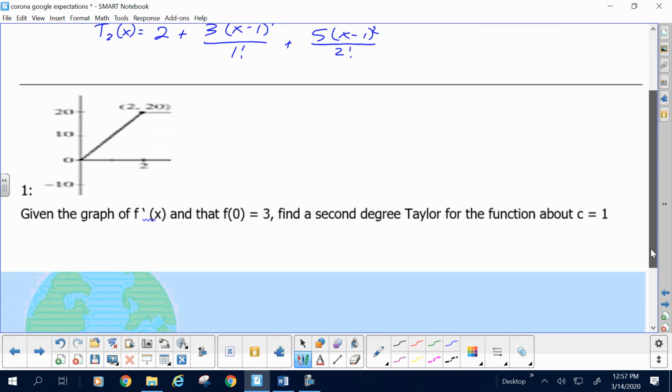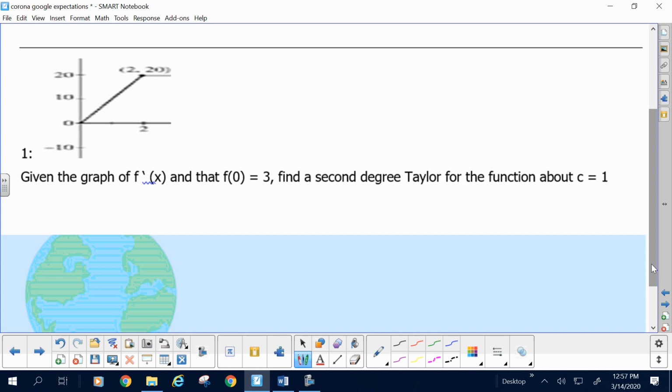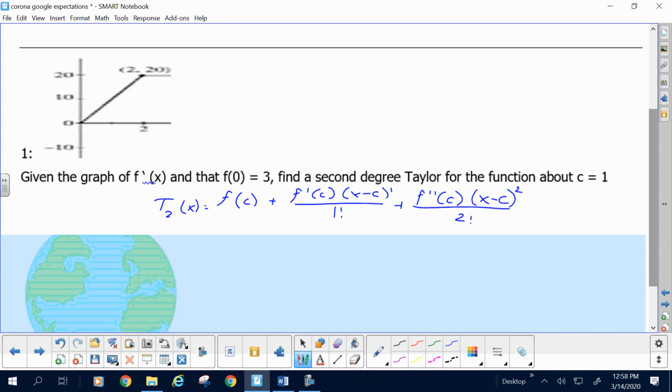I know I did this in one of the classes, but not the other. So this one, if I'm going to write a second degree Taylor, then again I'm going to need f at c, f prime at c, and f double prime at c, and I'll get all of those from the picture. And in this case, c is 1. They tell you that. That's easy enough to see.